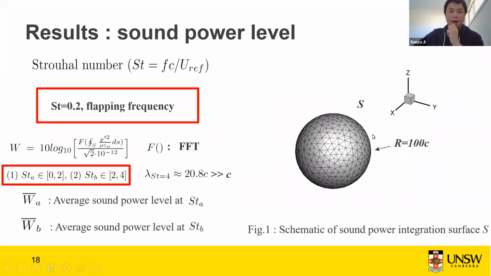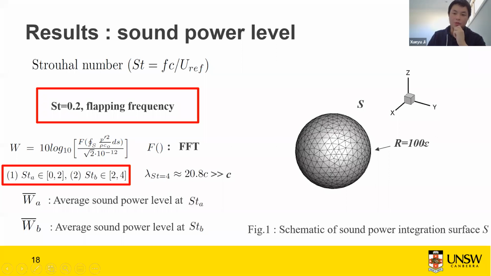And let's talk about the influences of the serrated trailing edge on the aeroacoustics. Firstly, we need to calculate the sound power level for all the cases. In this slide, I defined the Strouhal number here. And remember, St equal to 0.2 is the flapping frequency. And we need to calculate the sound power levels. Therefore, we define a surface S here.